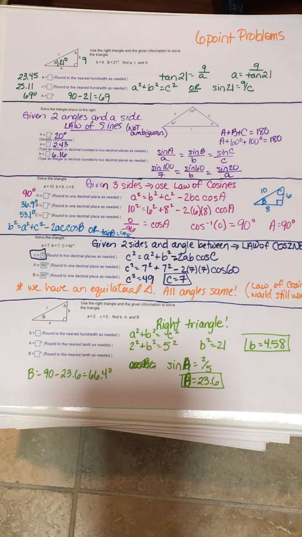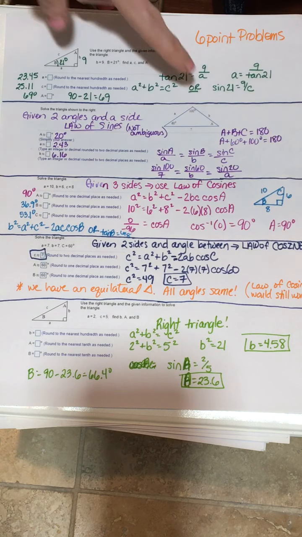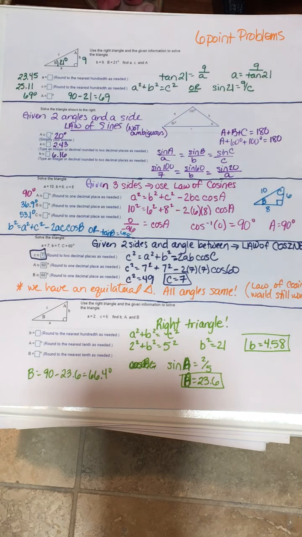Okay, so our next 6-point problem is another solve the triangle problem. This time you're given two angles and a side. If you're ever given two angles and a side, it's going to be the law of sines. The first thing we do is we always figure out the other angle. If we have two angles, they just add up to 180, so we can solve for the other angle. So it's not the ambiguous case.